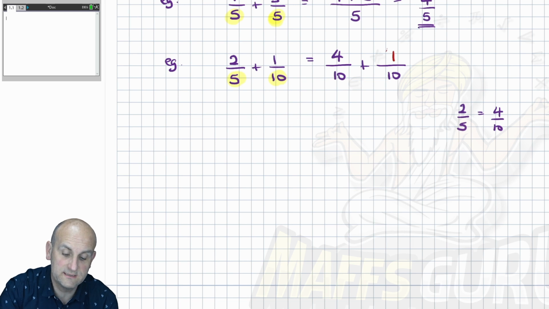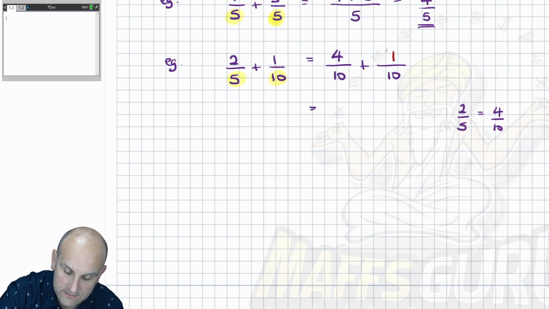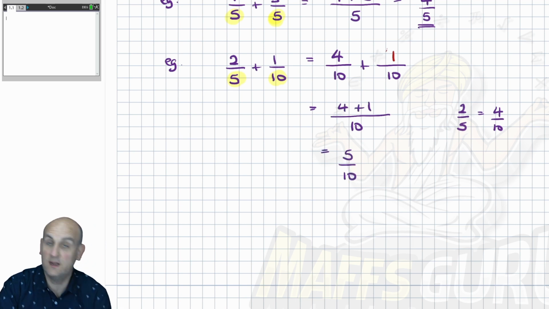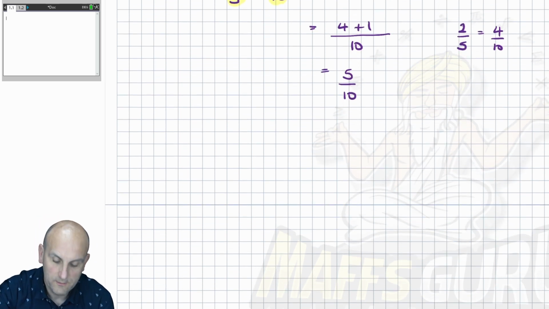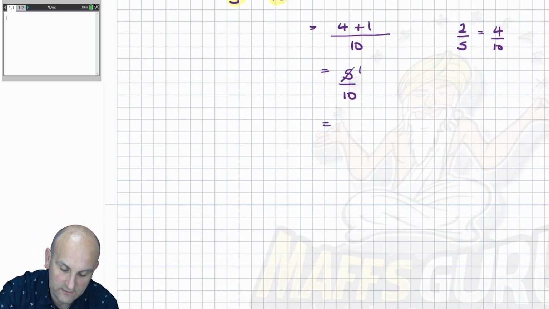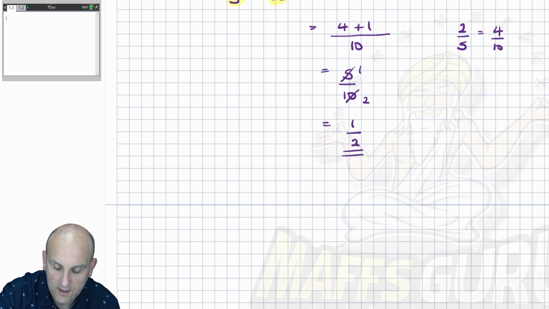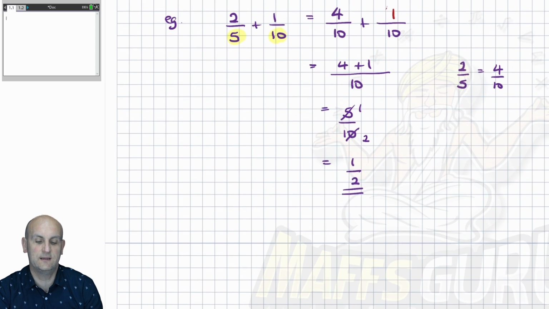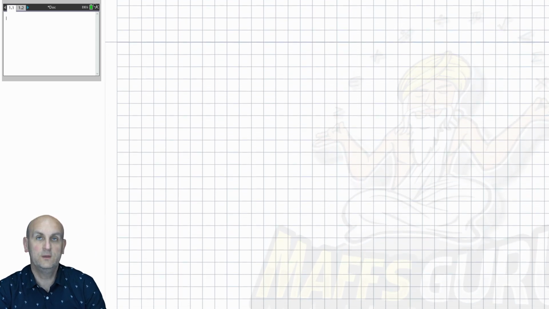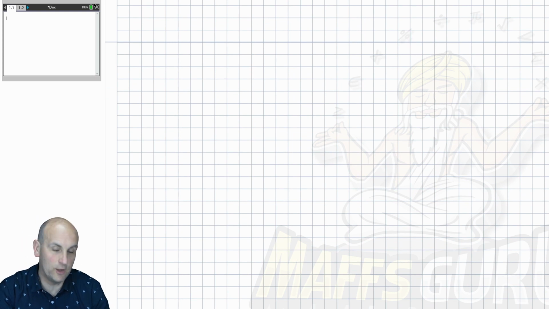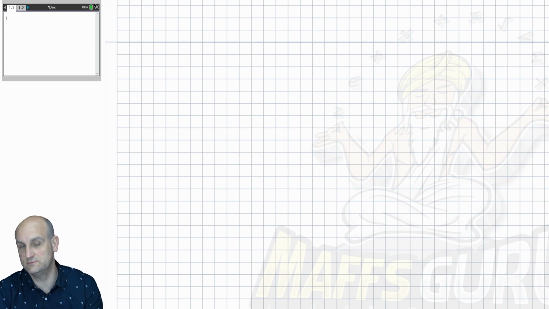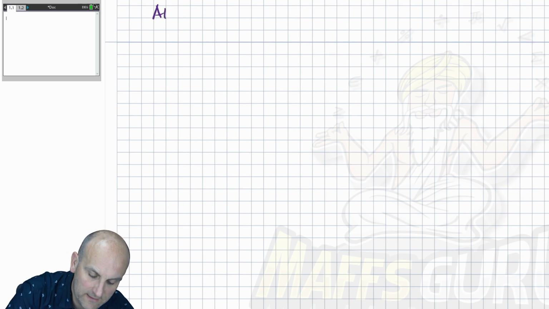Now that the bottoms are the same, I know that I can add them together. So 10, 4 plus 1 gives me 5 on 10. Would I leave that as my answer? Nope, because I can cancel that down. 5's into there once, 5's into there go twice, and so we have a half, right? So that was a complicated example because it involved cancelling down as well. But where the bottoms are not the same, we need to make them the same. And again, this is only true for addition and subtraction. So now let's throw in some algebra.